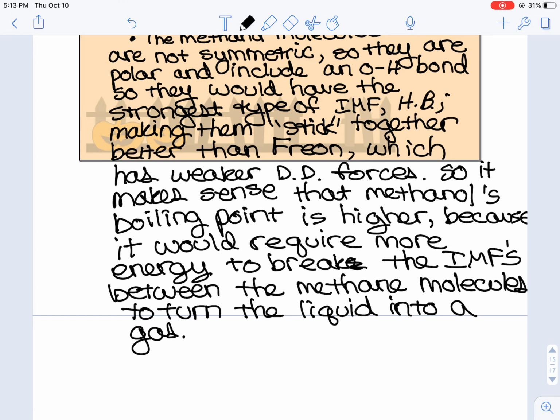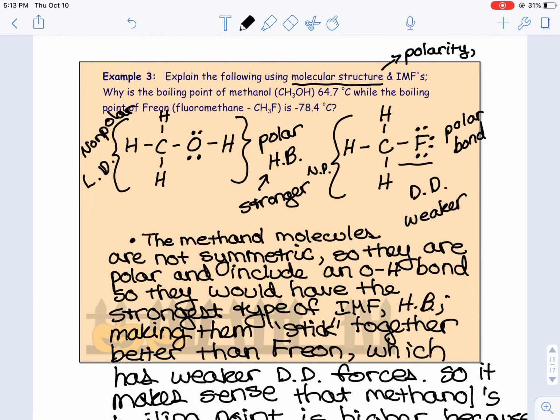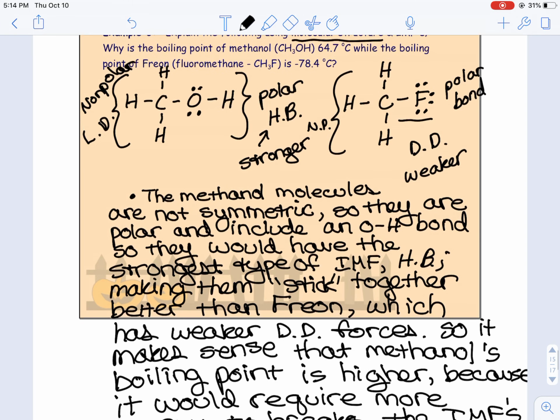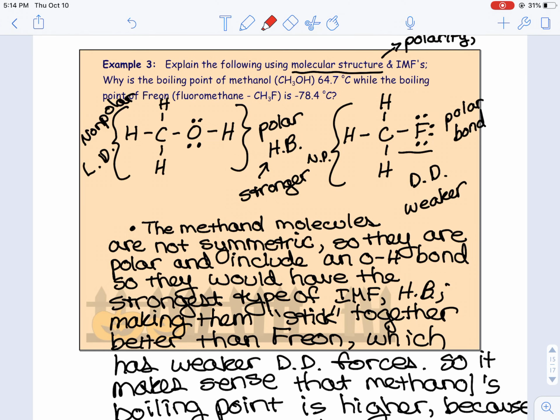So again, make sure that you're answering the question completely, because I will look for it. It asks about molecular structure. So in my explanation, I tell you that methanol is not symmetric, so that they're polar. There's my structure part, the not symmetric. And I also mention the OH bond, which wouldn't be part of the molecular structure answer. I include that it makes it polar, and then talk about the specific IMF.